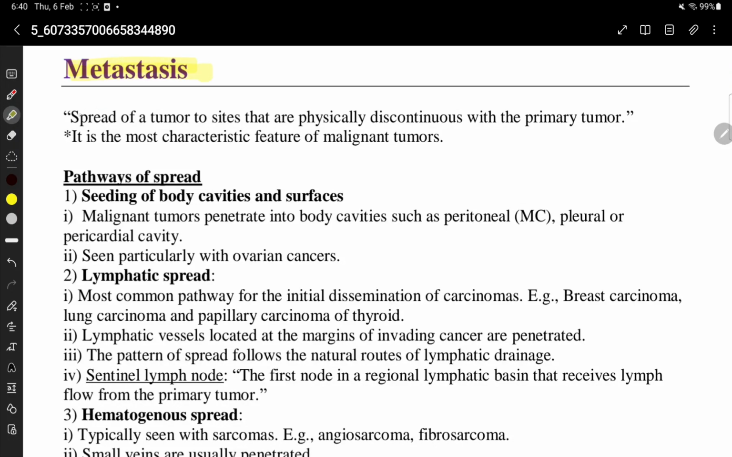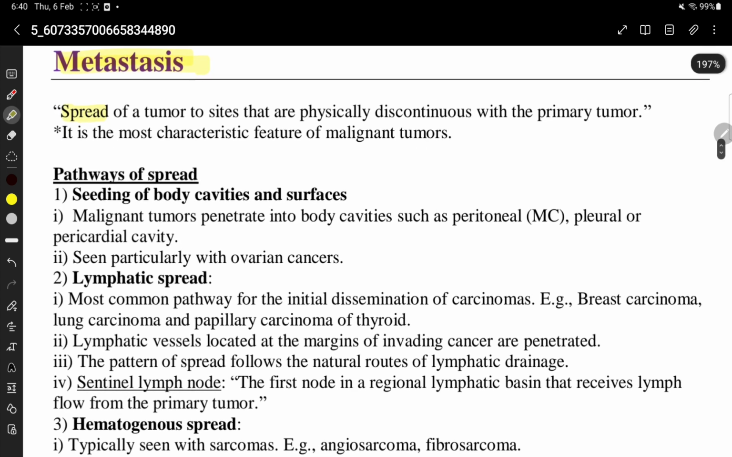Metastasis is the spread of a tumor to sites that are physically discontinuous with the primary tumor. It is the most characteristic feature of malignant tumors.